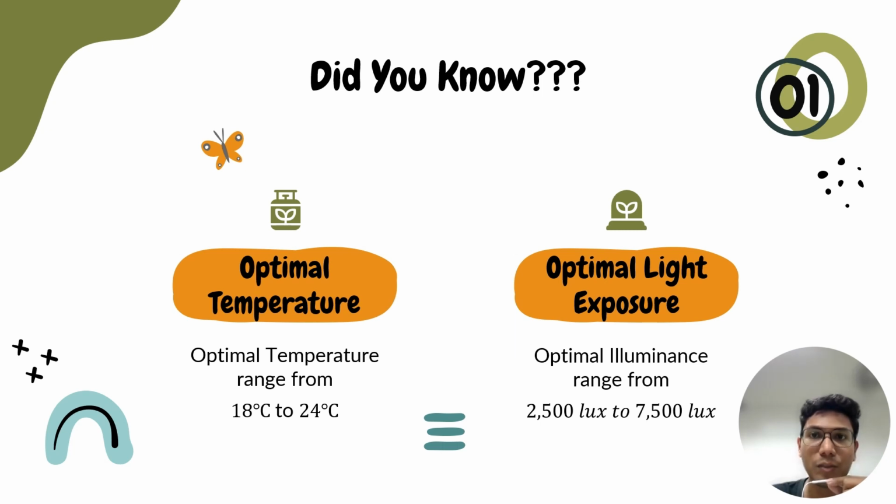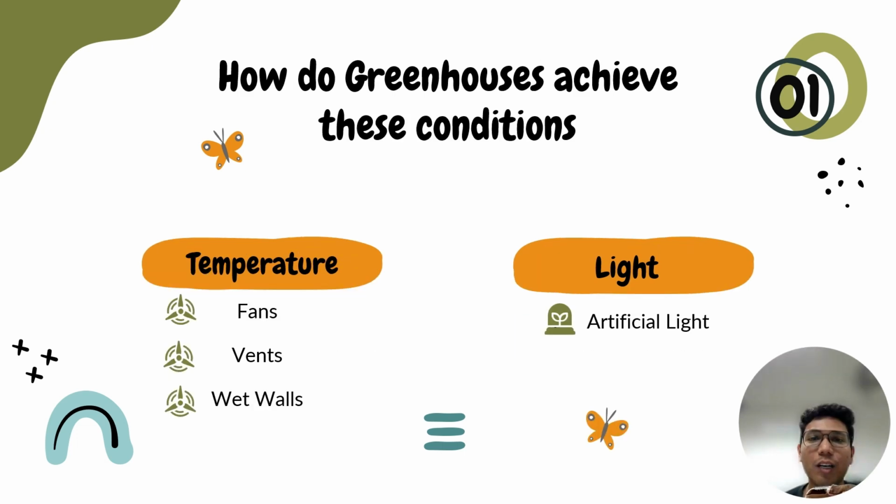Did you know that plants grow best when they are exposed to a certain range of temperatures and light? Based on our background research, the temperature range for optimal growth of plants is around 64 to 75 degrees Fahrenheit or 18 to 24 degrees Celsius, and the optimal light exposure is between 2500 and 7500 lux. So how do greenhouses achieve these conditions? Well, for temperature, they use fans, vents, and wet walls, and for light, they use artificial light.